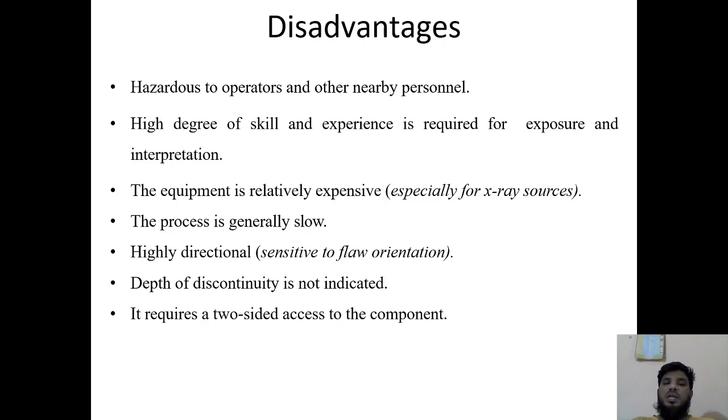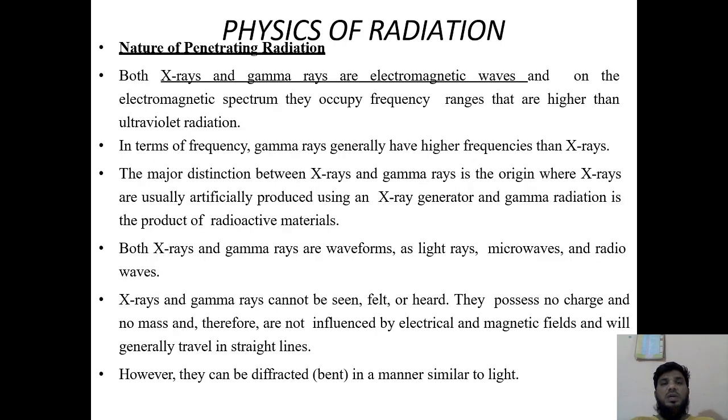It requires two-sided access to the component. One side you have to send the signals, and on the other side you have to receive them. Whereas in ultrasonic testing, we have seen the pulse-echo technique, where you can send the signal from one side and receive the signals back from the surface at the same end. So what is the physics behind radiography? It is the nature of penetration. Both X-rays and gamma rays are electromagnetic radiations.